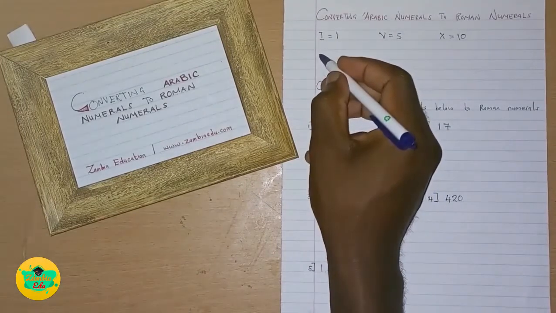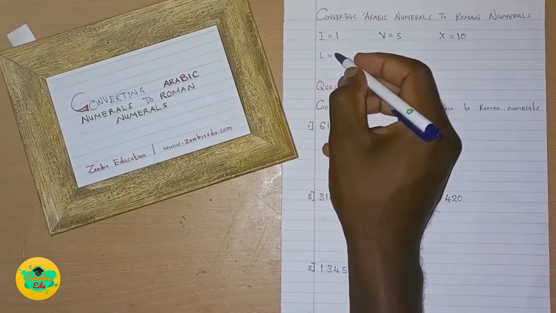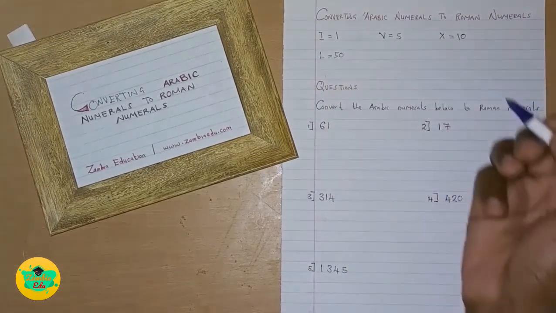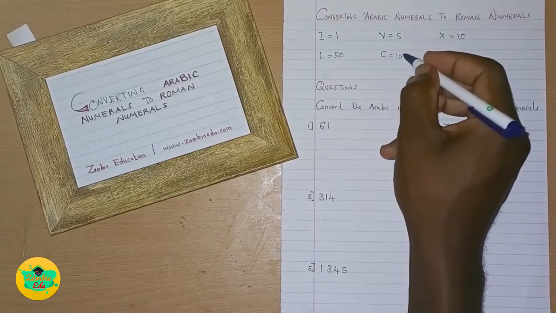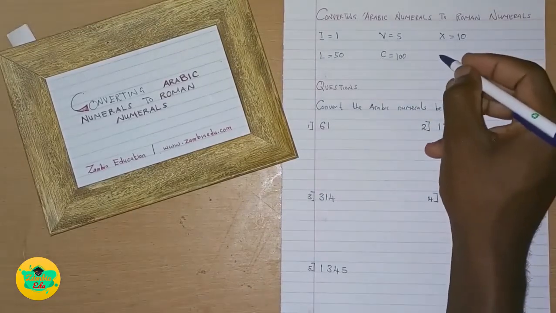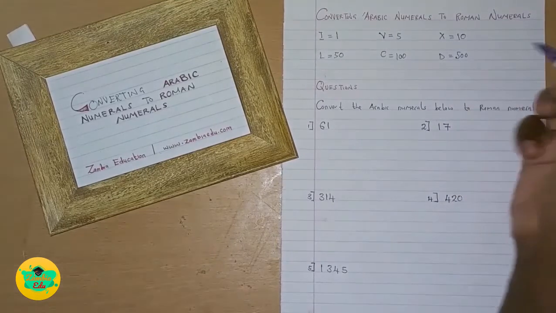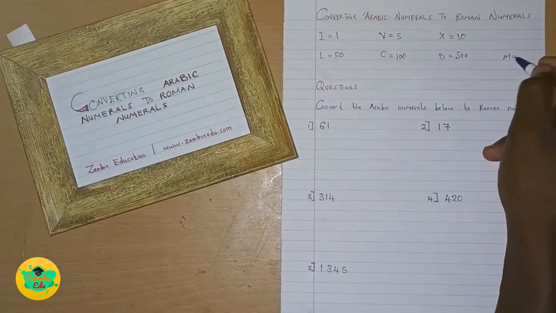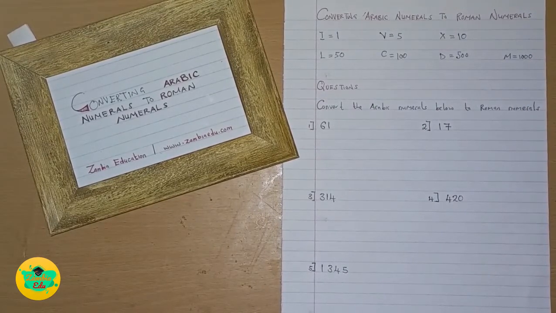Fourthly, you have L, which is equal to 50 in Arabic numerals. You have C, which is equal to 100. You have D, which is equal to 500. And you have M, which is equal to 1000 in Arabic numerals. With those figures in mind, let's answer the questions.